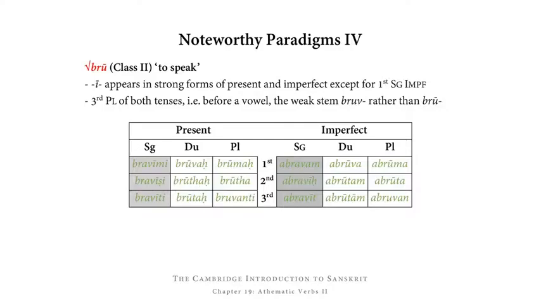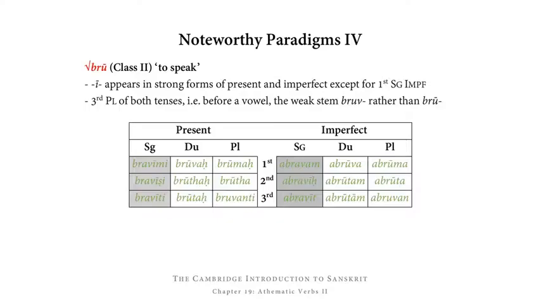So we don't get the E in the first singular, where we have the ending am. And in front of that ending which also begins with a vowel, we don't have the strong stem bro, but the pre-vocalic equivalent brav, so abravam, and then abrawich, abrawid.